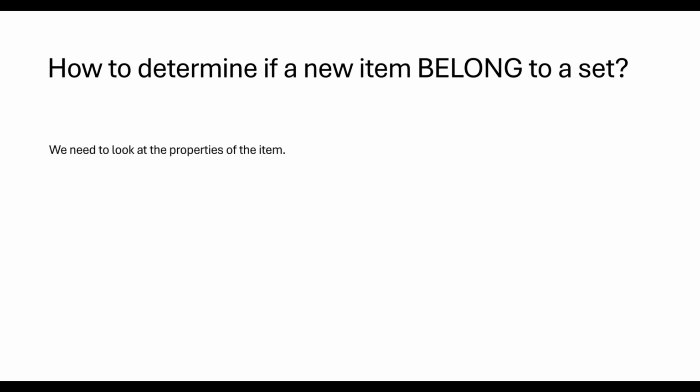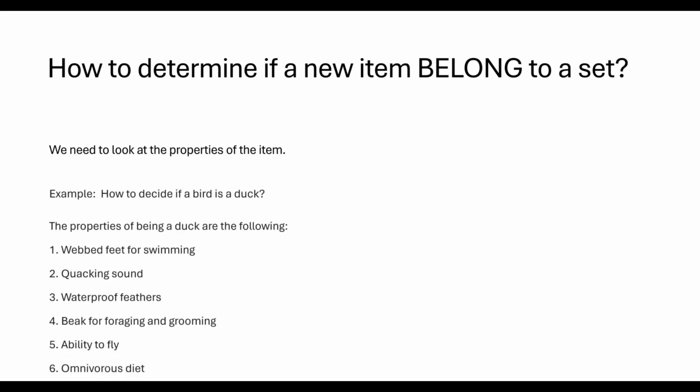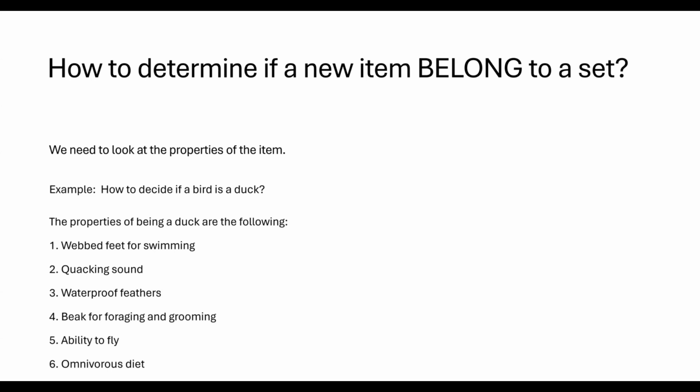Okay, you need to look at the properties of the item. Now let's look at an example. How do you decide if a bird is a duck? Well, we all know a duck would have some properties like web feet for swimming, the quacking sound, the feathers, waterproof so it won't get wet, and the shape of the beak and what they use it for. And the duck can also fly, that sort of thing.